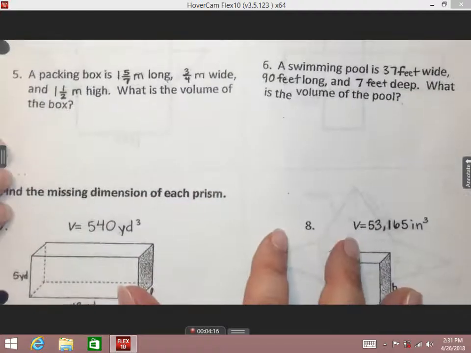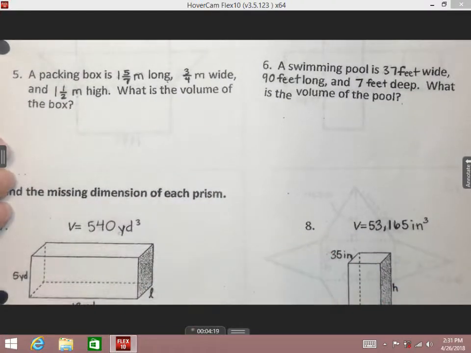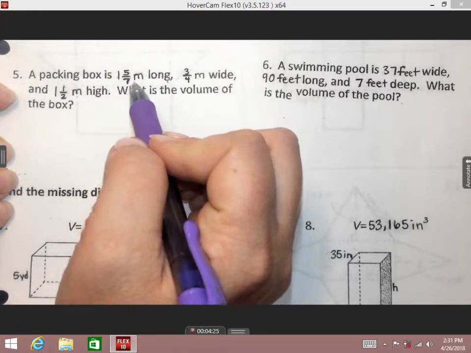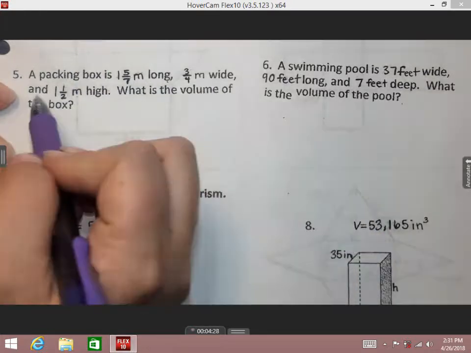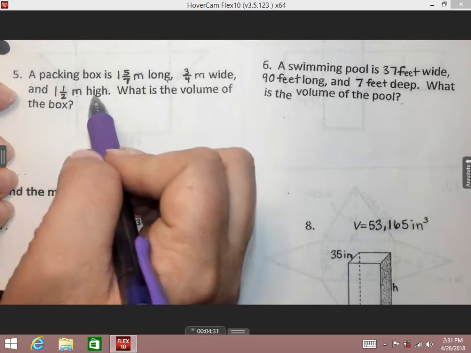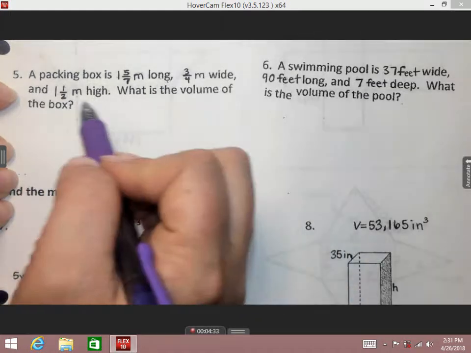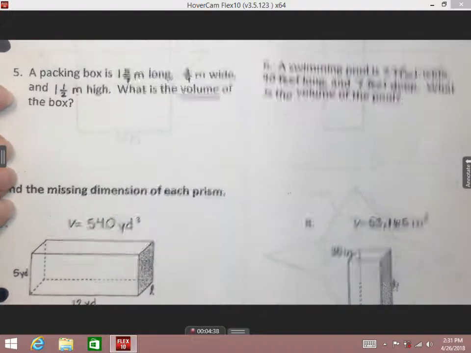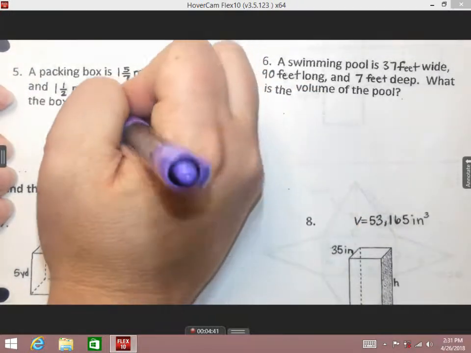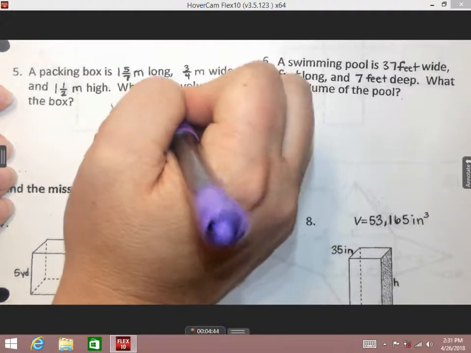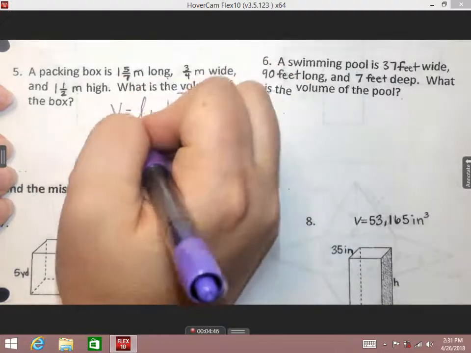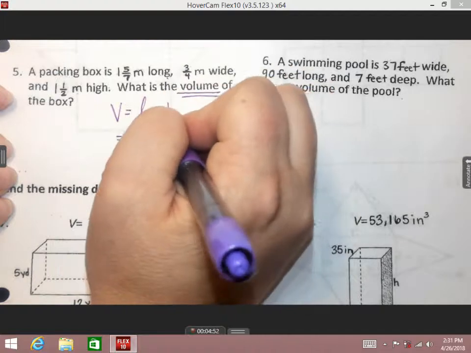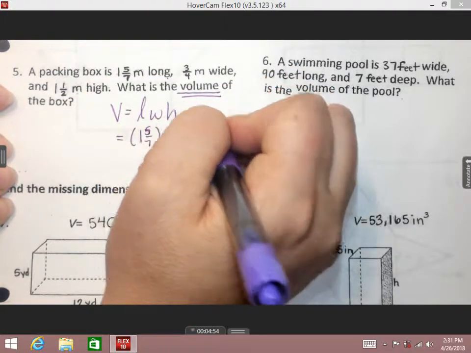On number 5, looks like it might be challenging because there are words. Please do not let the words freak you out. If I read the problem, it tells me a packing box is 1 5/7 meters long, 3/4 meters wide, and 1 1/2 meters high. When I read this, I'm automatically seeing LWH. Then it asks, what is the volume? There is no need to draw out that picture since I have a formula for volume that says V equals length times width times height. And it clearly told me 1 5/7 long, 3/4 wide, and 1 1/2 high.